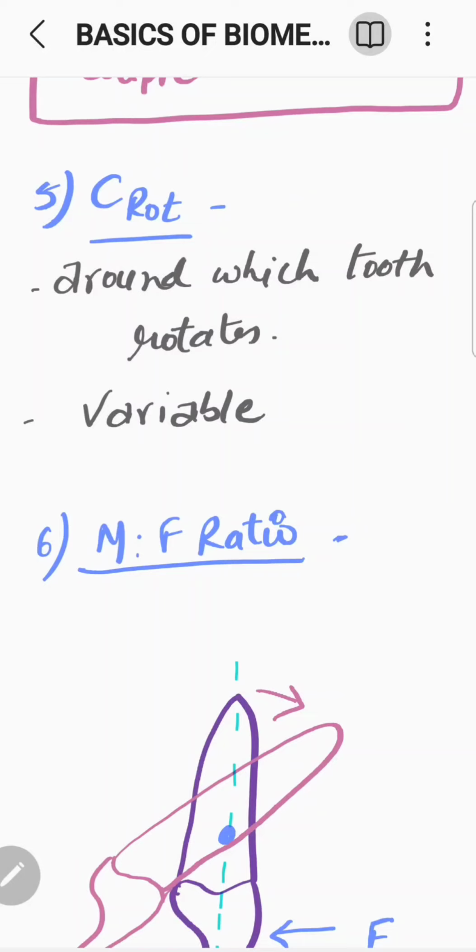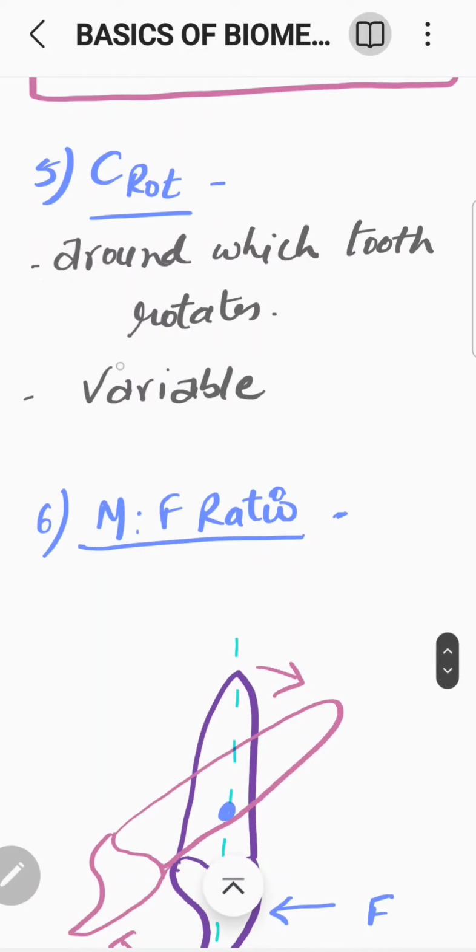The center of rotation is any point around which the tooth rotates itself. This is a variable point. It varies according to the tooth movement. This is not a fixed point, just like the center of resistance, but it is variable.